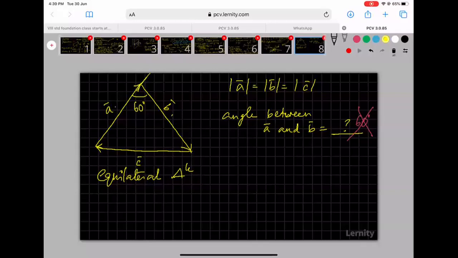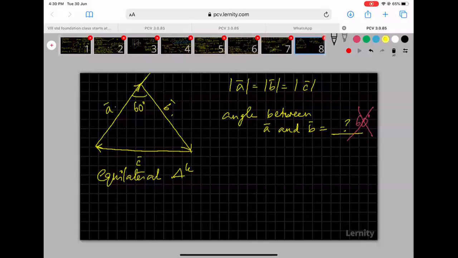This is how much, right? This angle and this angle form a straight pair. They are on a straight line, so they must add up to 180 degrees. This is the supplement of 60 degrees, which is 120 degrees. So the angle between A bar and B bar is actually 120 degrees, not 60 degrees.